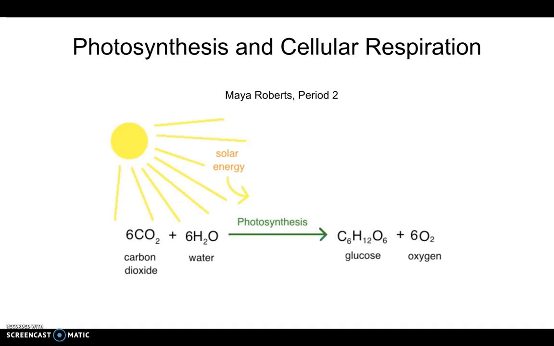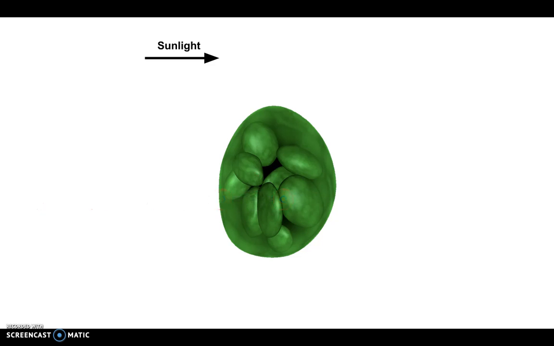Let's start with photosynthesis. Photosynthesis happens inside the chloroplast and is stimulated by sunlight. The sunlight stimulates a pigment inside the chloroplast called chlorophyll. This is what makes the chloroplast green. Then comes the process of photosynthesis.